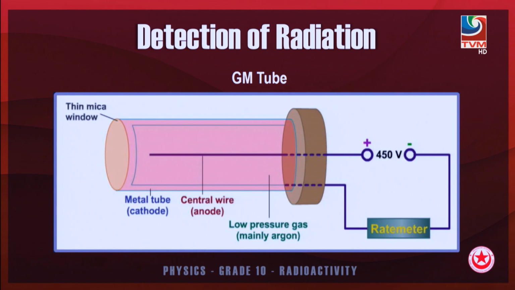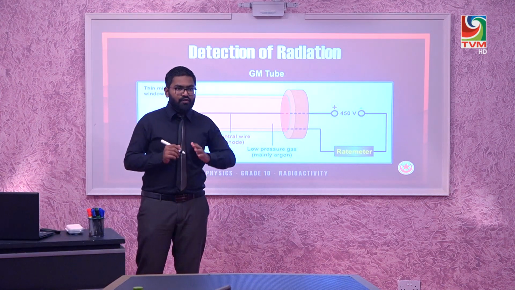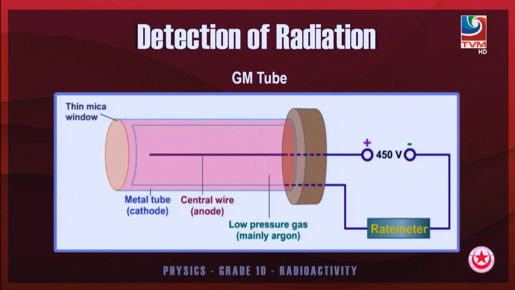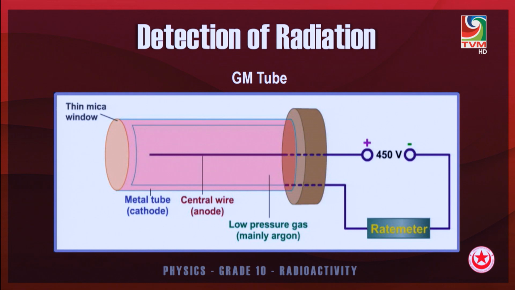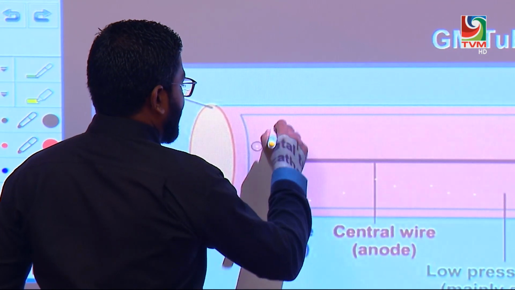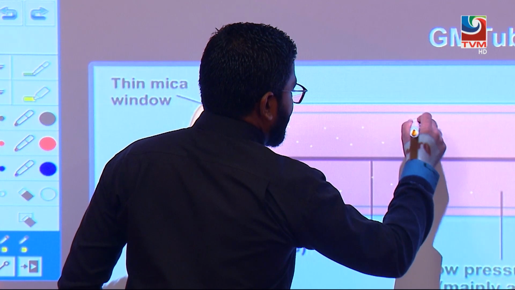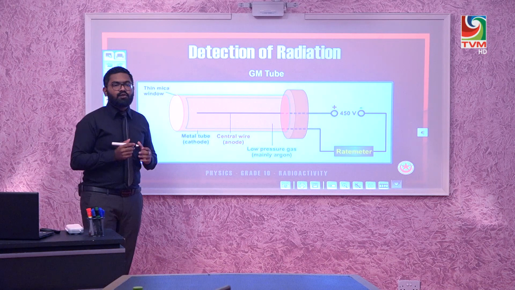So now we'll be looking into detection of alpha, beta and gamma radiation. In order to detect, we are going to use a GM tube, which is short for Geiger-Müller tube. This GM tube is made up of a cathode and an anode, and it is connected to a power supply and a rate meter, which can also be called a count meter. Inside this region, we have low pressure argon gas. You might be wondering why we are using argon gas. Argon gas is an inert gas, so it does not undergo any sort of reaction.